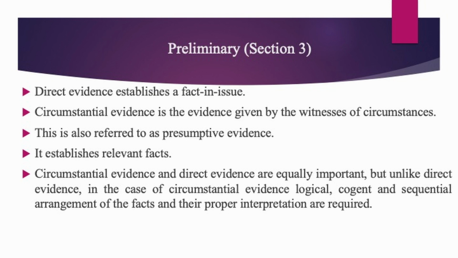Here, evidence given by C is direct evidence, and that given by others is circumstantial, because C gives evidence of the very matter of controversy, whereas the others give evidence of circumstances which, if believed, would assist the court in drawing an inference about the matter in controversy. Circumstantial evidence is as important as direct evidence, but unlike direct evidence, circumstantial evidence requires logical, cogent, and sequential arrangement of the facts and their proper interpretation.